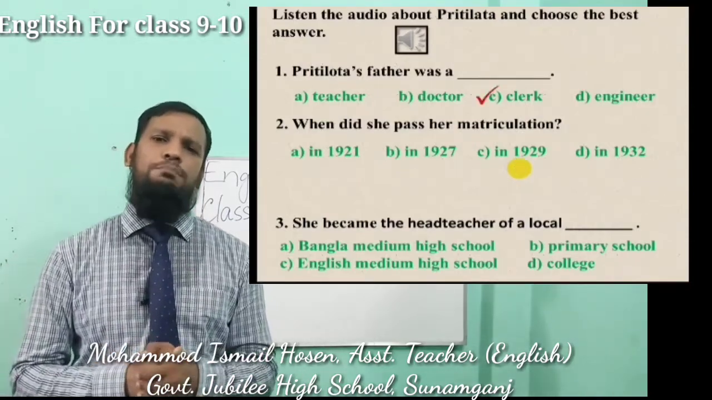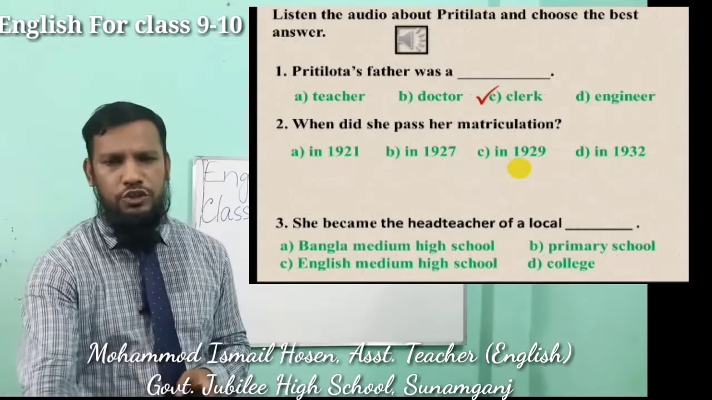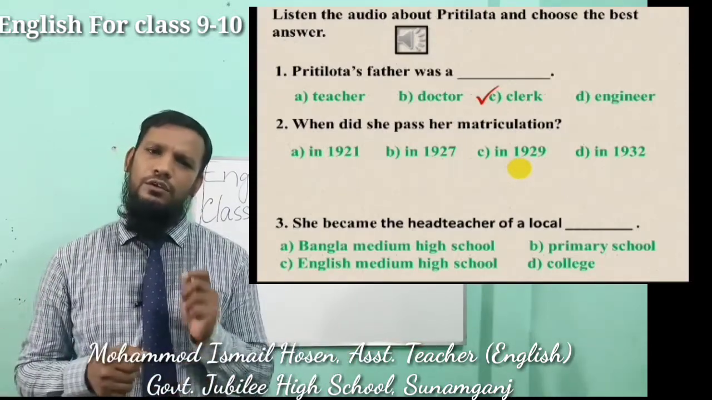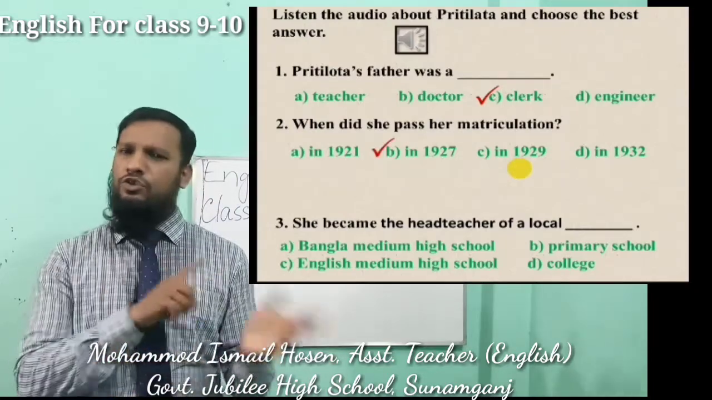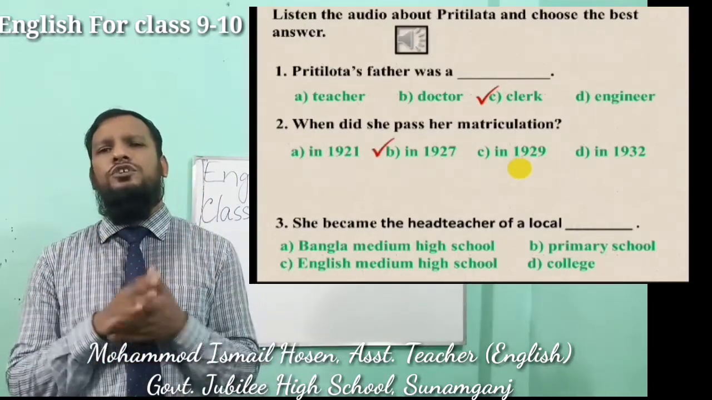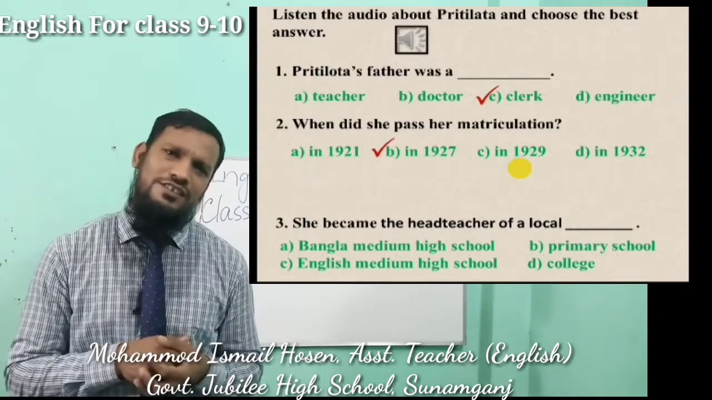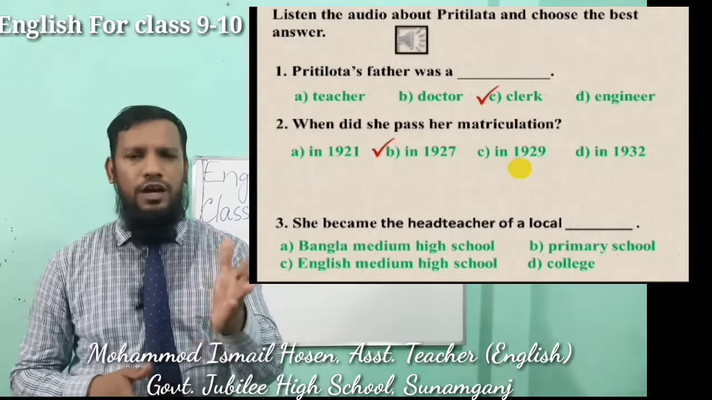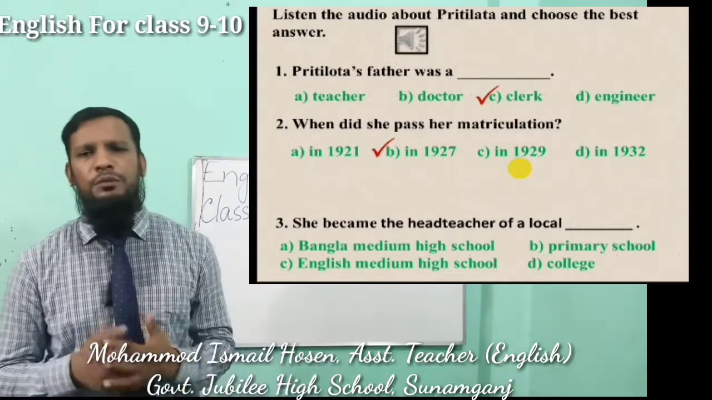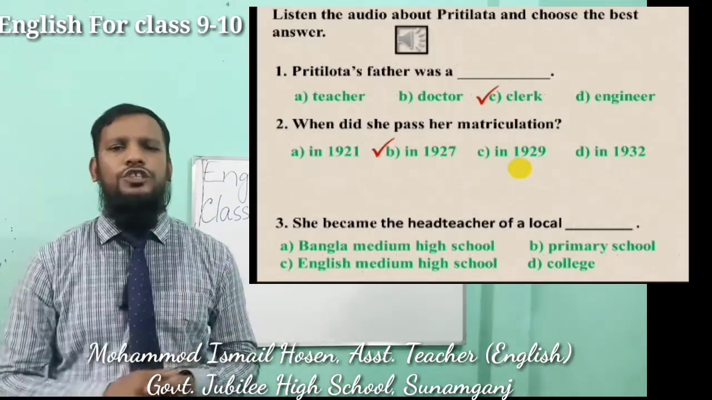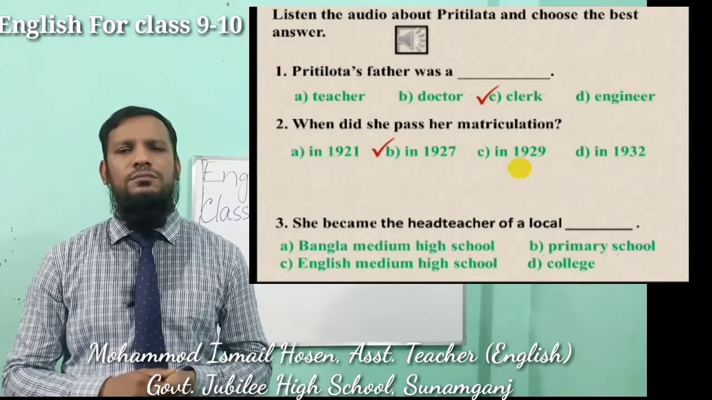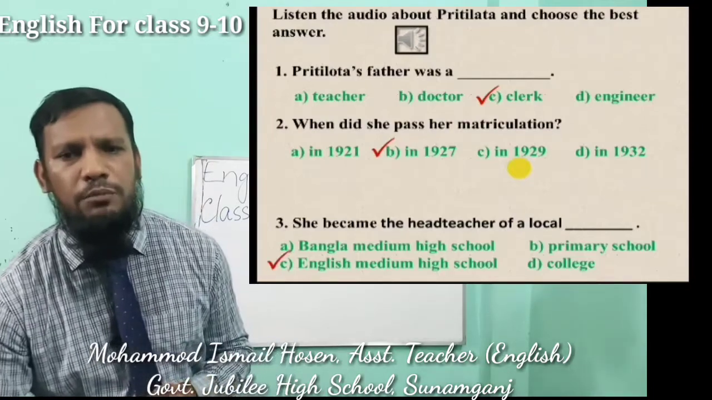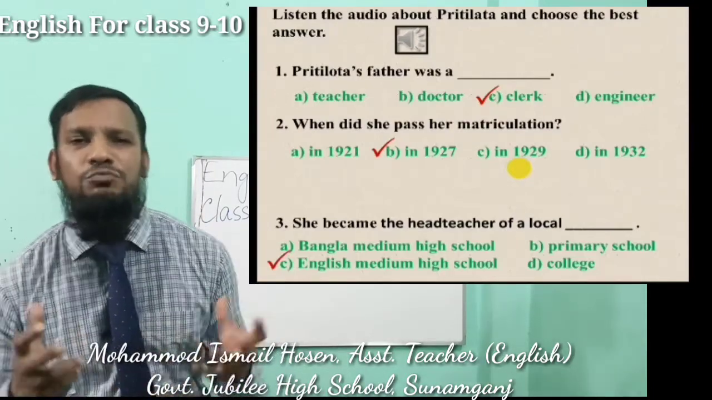When did she pass her matriculation? 1921, 1927, 1929, 1932. 1927. She became the head teacher of a local Bangla medium high school, English medium high school, primary school or college. What's the correct answer? English medium high school. She became the head teacher of a local English medium high school.